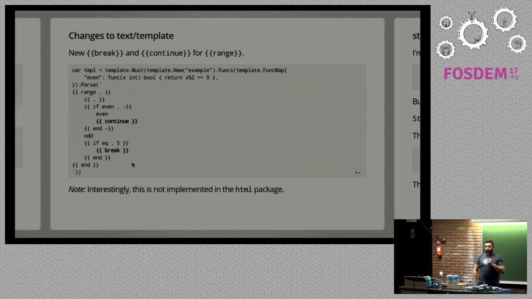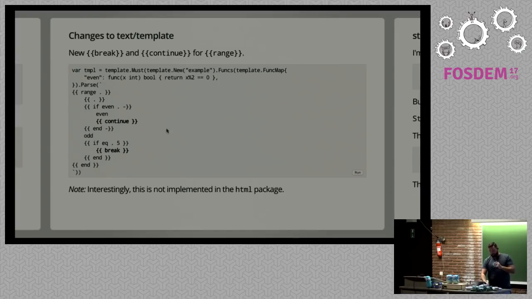Changes to text template. And this one is interesting. So you've all used range or a for loop, I'm sure. And you have continue and break. Now you can also use those in text template. Not on HTML template. And I do not know why. But that's how it is. If you try to run this on HTML template, you will get an error saying this has not been implemented. I don't know if it is because they don't want to implement it or because they're like, we don't have time to implement it. Just, that's it, ship it.